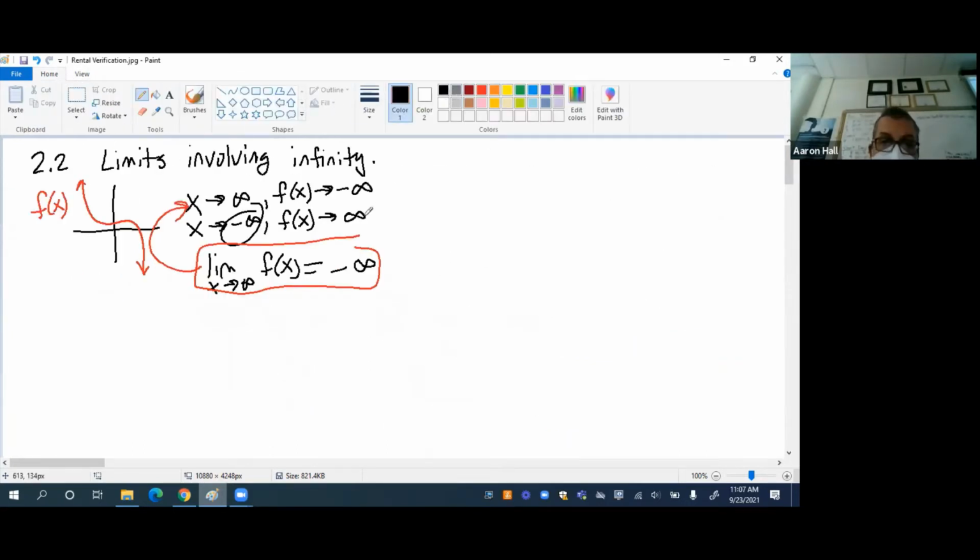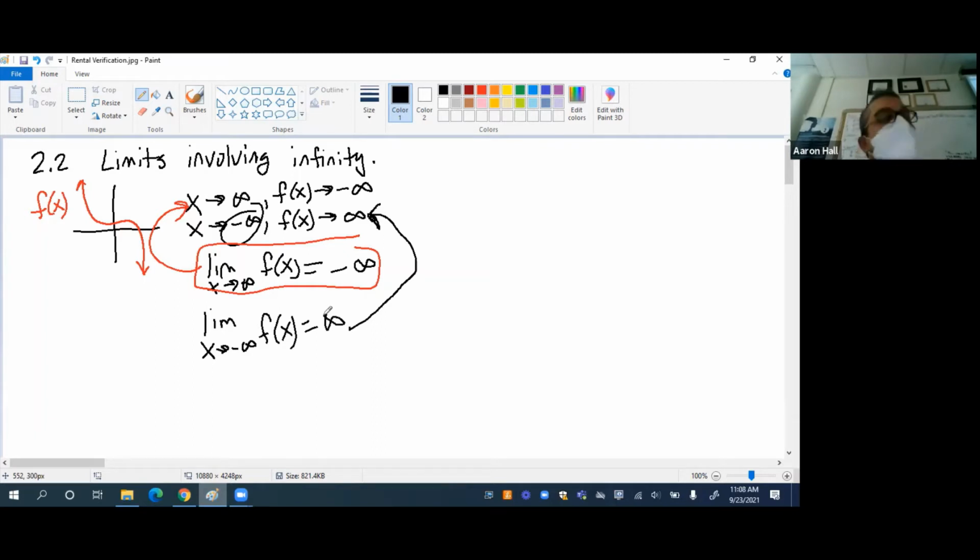So how would I write this other piece right here? How would I rewrite that using our limit notation? The limit of x, wait, don't go ahead of me. Okay. x approaches what? Negative infinity. f of x equals infinity. Yep, correct. So that would be equivalent.